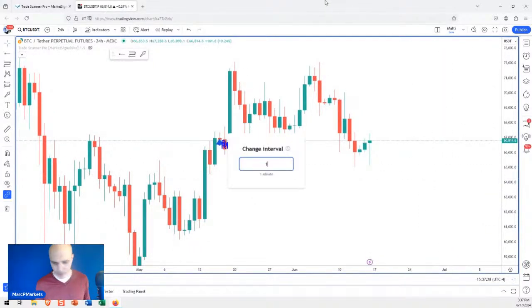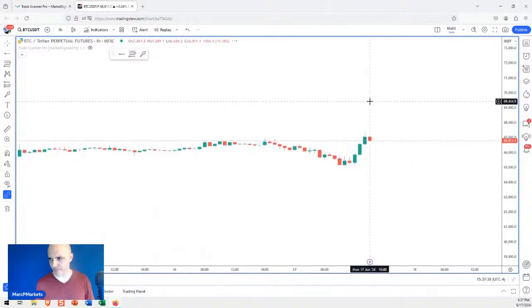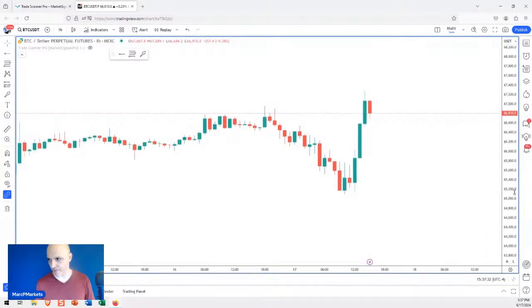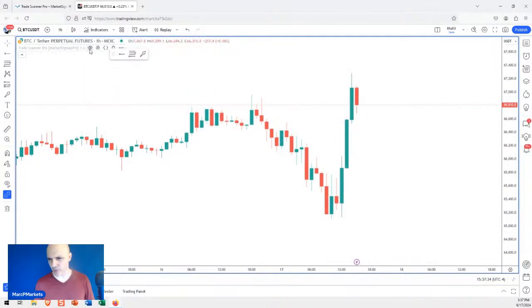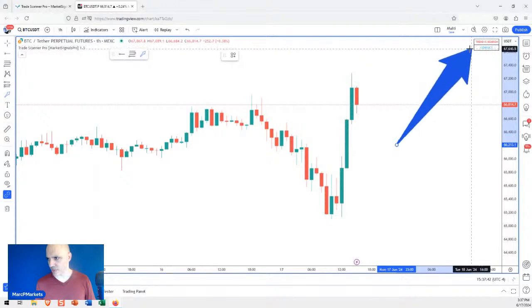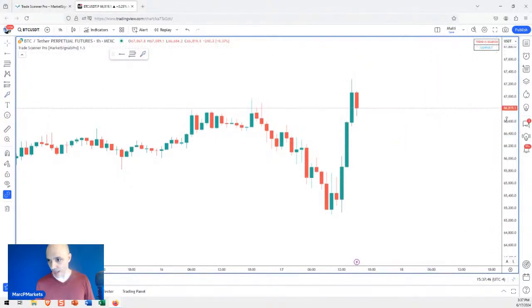We're going to change this to a 1 hour time frame. Here's the 1 hour Bitcoin. Now we're going to turn the Trade Scanner on. All right. Trade Scanner is now on. This is Trade Scanner Pro. And you can see these little boxes right here. That's how you know it's on.